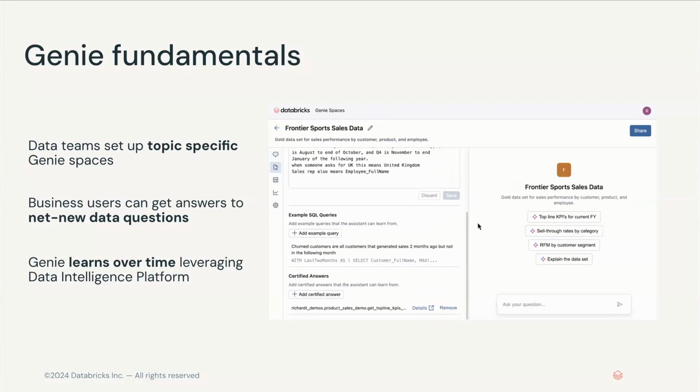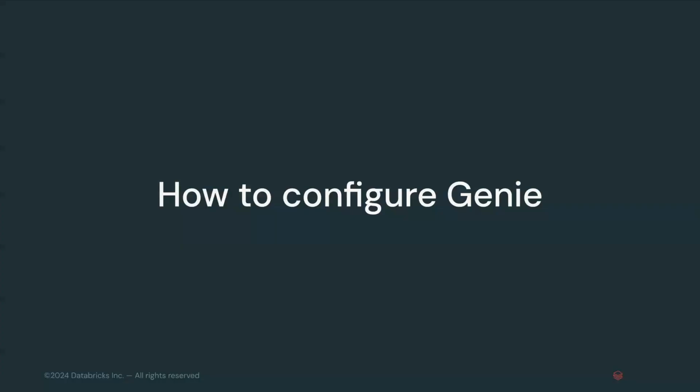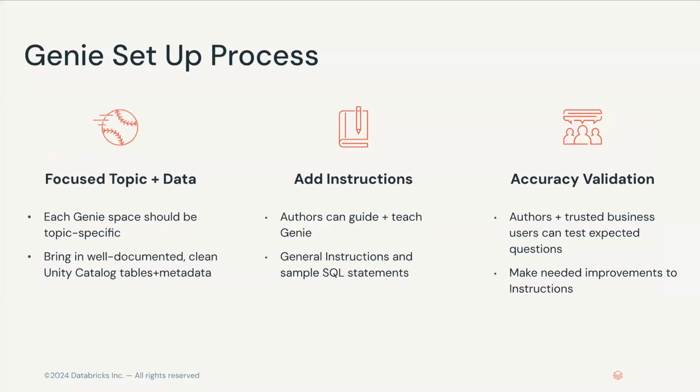So Genie spaces are logical components of a Genie architecture. As we're configuring Genie, this is all stuff completely unrelated to the API. I just wanted to make sure we're very much on the same page, that we're focused on that topic, as I just said. We want to layer in instructions as we experience it, maybe not getting the exact right result, and we need to validate accuracy.